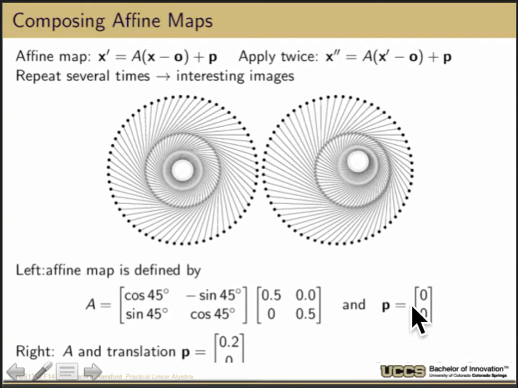And in this case, p was 0. In the second case, all we have done is add the translation of 0.2. So each time I'm moving the center of the circle to the right, and then again applying the rest of the transformation.